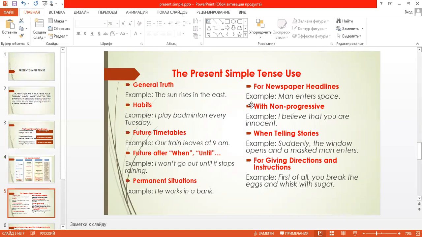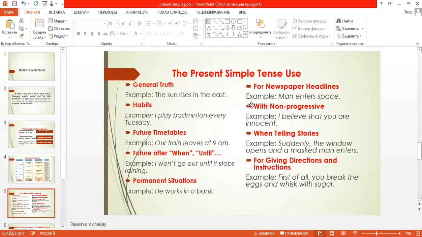Yes, this is a general truth. For example, birds arrive to their warm countries in spring. In summer, it doesn't rain much. Yes, these kinds of general truths are expressed by the use of present simple tense.